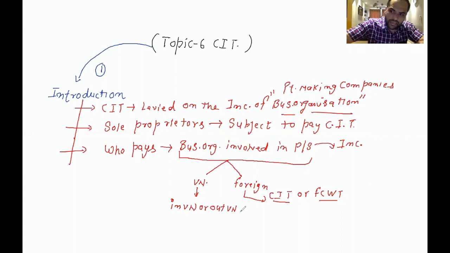But the thing is, if they already pay tax in a foreign country, then what will happen in that case? These things we will discuss later. But the idea is that any Vietnamese company generating income in Vietnam or outside Vietnam is subject to pay corporate income tax, right? Foreign income or Vietnamese income.